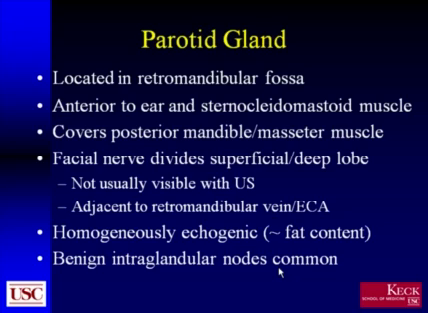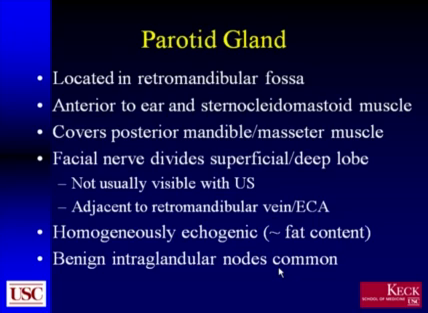The parotid gland is located in the retromandibular fossa, again immediately anterior to the ear and the sternocleidomastoid muscle. It covers the posterior mandible and the masseter muscle. The facial nerve is an important structure that divides the parotid gland into the superficial and deep lobe, but unfortunately is usually not visible with ultrasound, but we do use the adjacent retromandibular vein and external carotid artery as adjacent landmarks to locate the nerve.